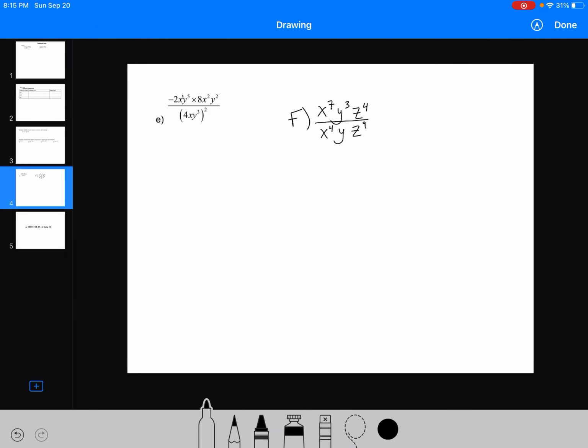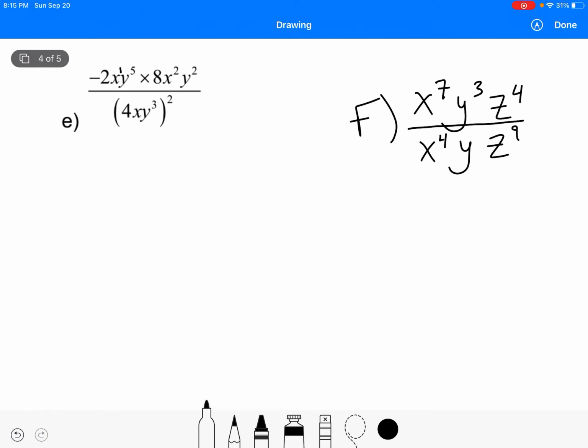Okay, 2 more. So this first one, we can look at this and just do the top, the bottom, and then put them together. Okay, now I put that 1 there, but we can erase it. It doesn't actually matter. We've got negative 2 times 8 gives me negative 16. Now I can do my x's. We get 3. My y's, there's 7 of them. 5 plus 2 is 7. Divided by, don't forget to put that 2 on the 4, so we get 16. And then we get x squared, y to the 6.